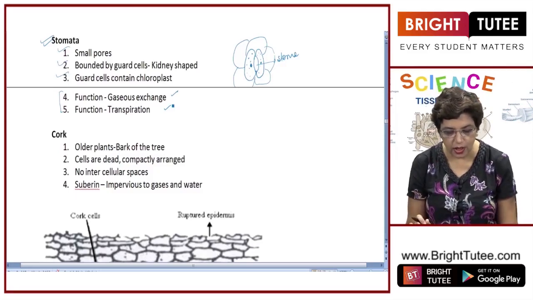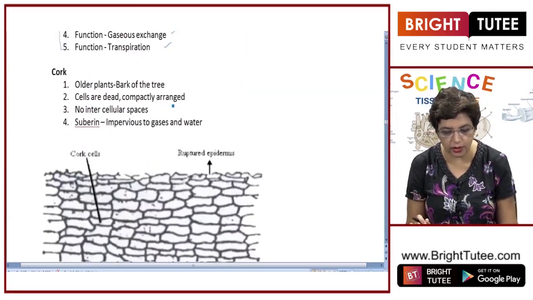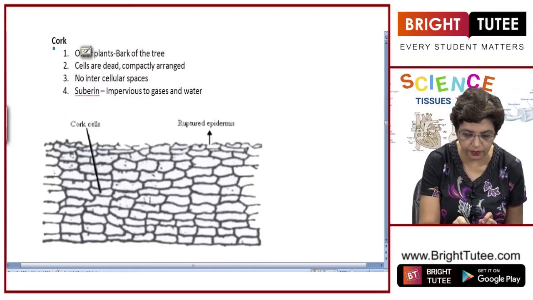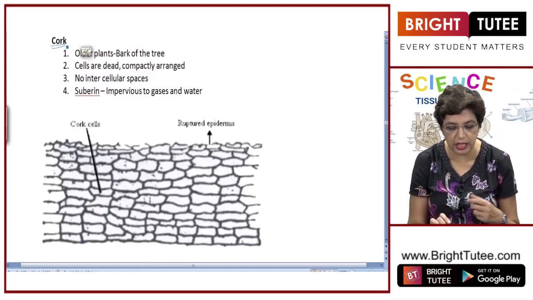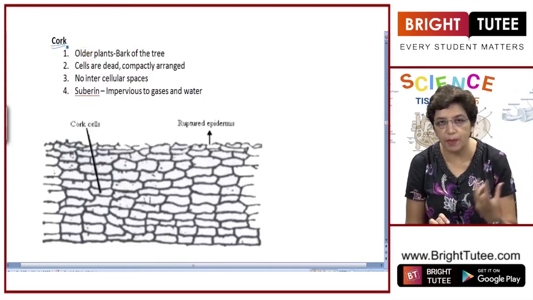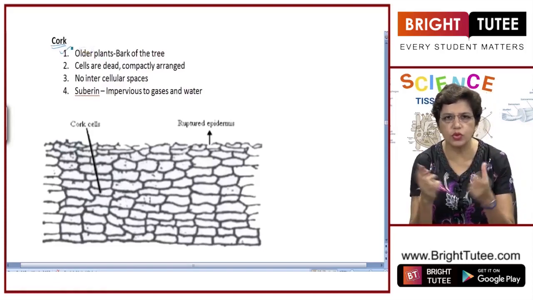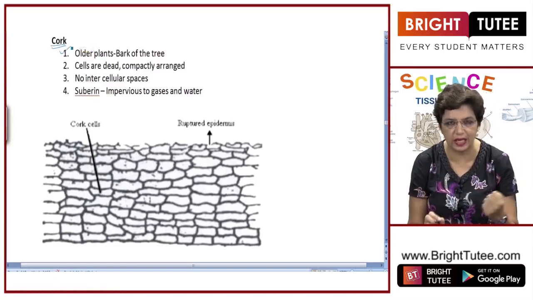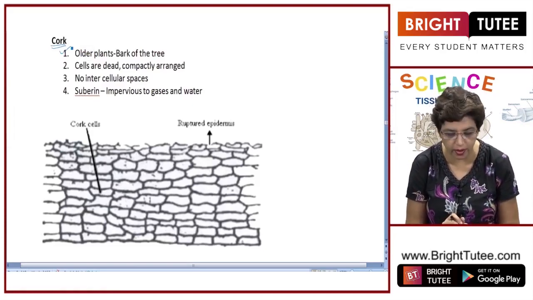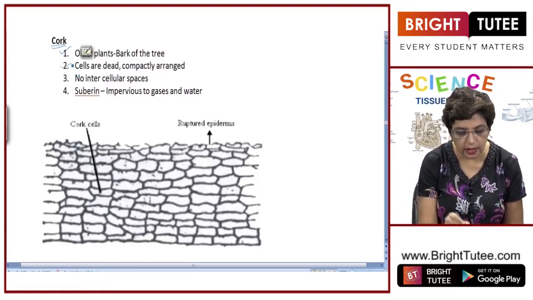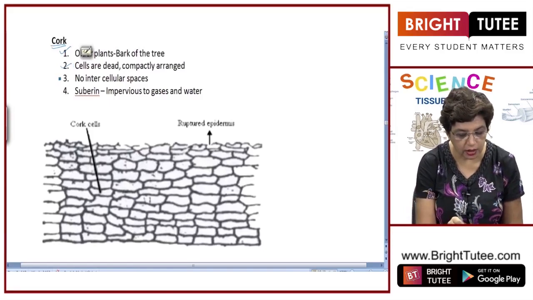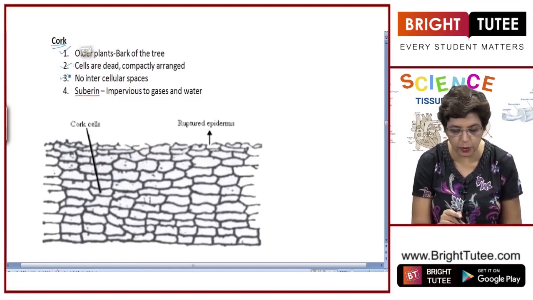All right. So the next special feature about epidermis is the cork. It is present in the older plants, the bark of the tree. If you have seen, in older plants the outermost layer is hard and stiff and irregular. That is actually the cork. The cells are dead. They are very compactly arranged. There is absolutely no intercellular space.